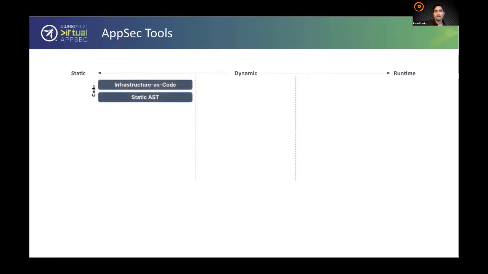On the static side, we have SAST, which is the most popular AST tool. It's a code scanner. And recently, we've started seeing infrastructure as code scanners. It's still code, but it's infrastructure as code like Terraform scripts and whatnot. That's also a code scanner, just a different kind of code scanner. So these things are static.